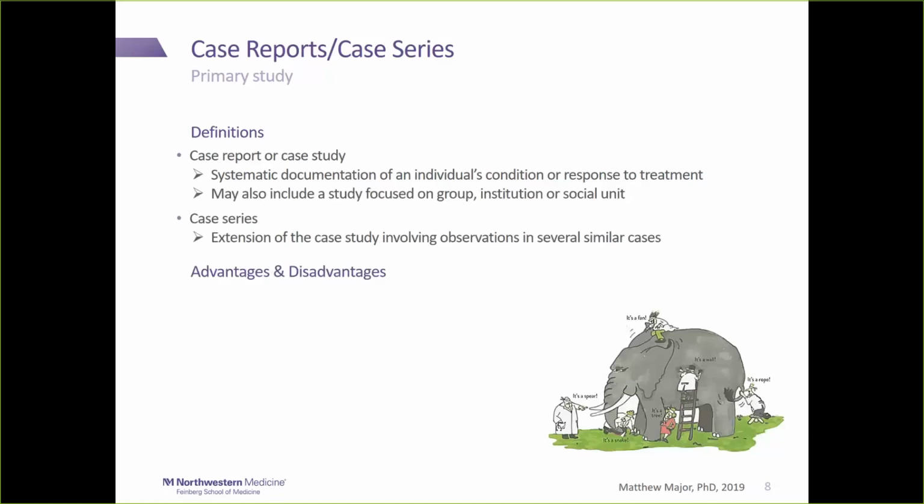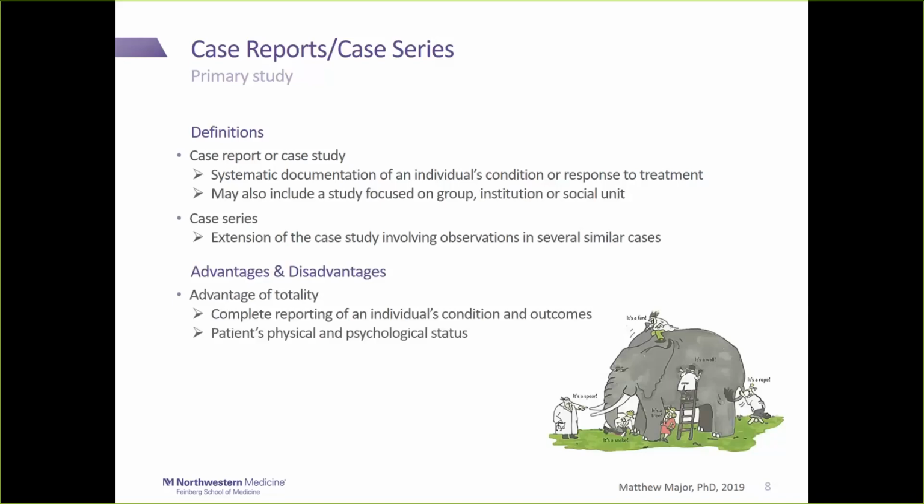Now, they have advantages and disadvantages. There's the advantage of totality, right? In this case, you have the flexibility of complete reporting of an individual's condition and outcomes. And this might include their physical status and even their psychological status. Now, there is the disadvantage of poor generalizability. Oftentimes, these are very unique cases, and they're difficult to replicate.